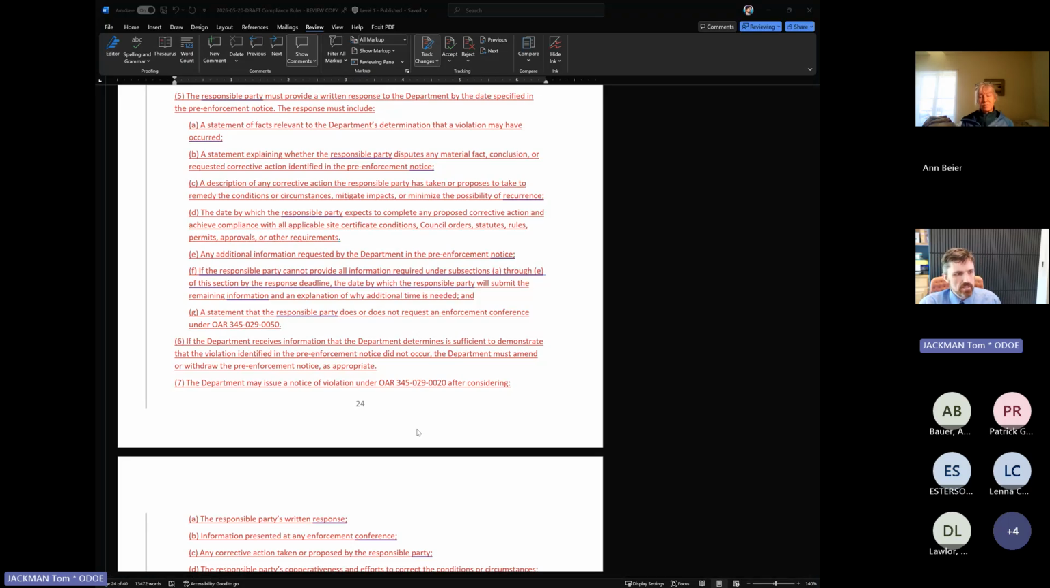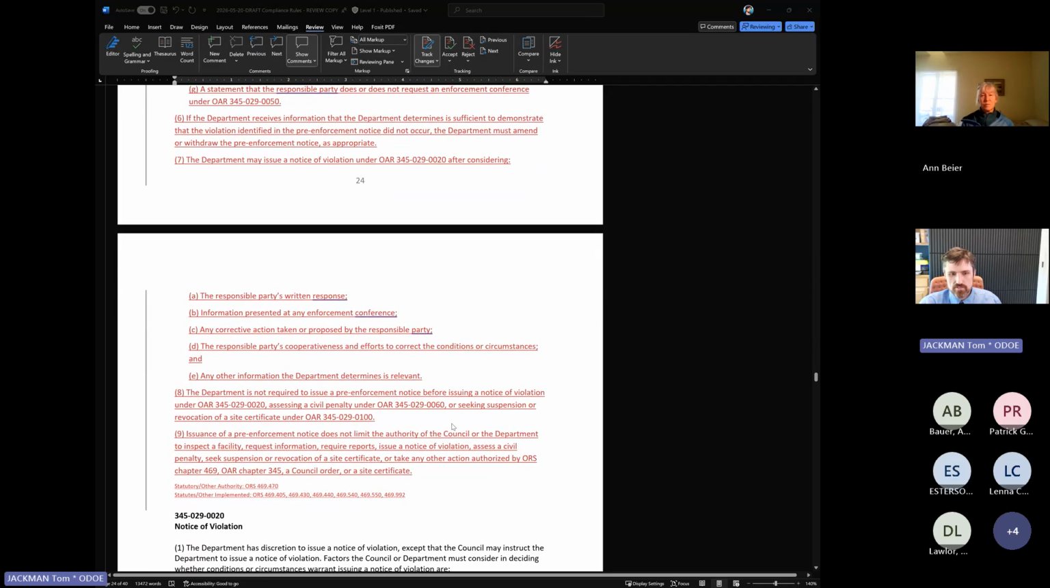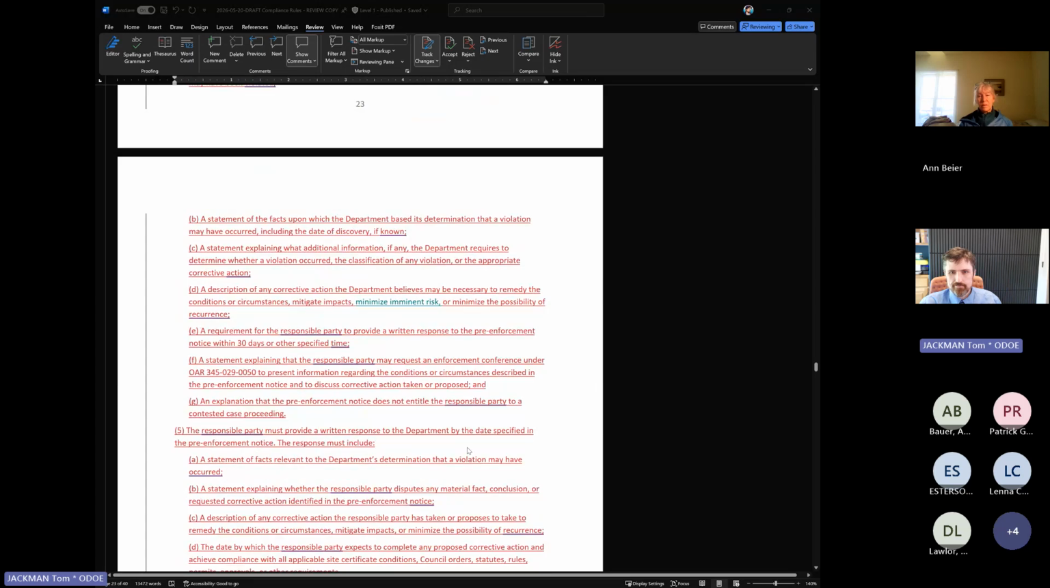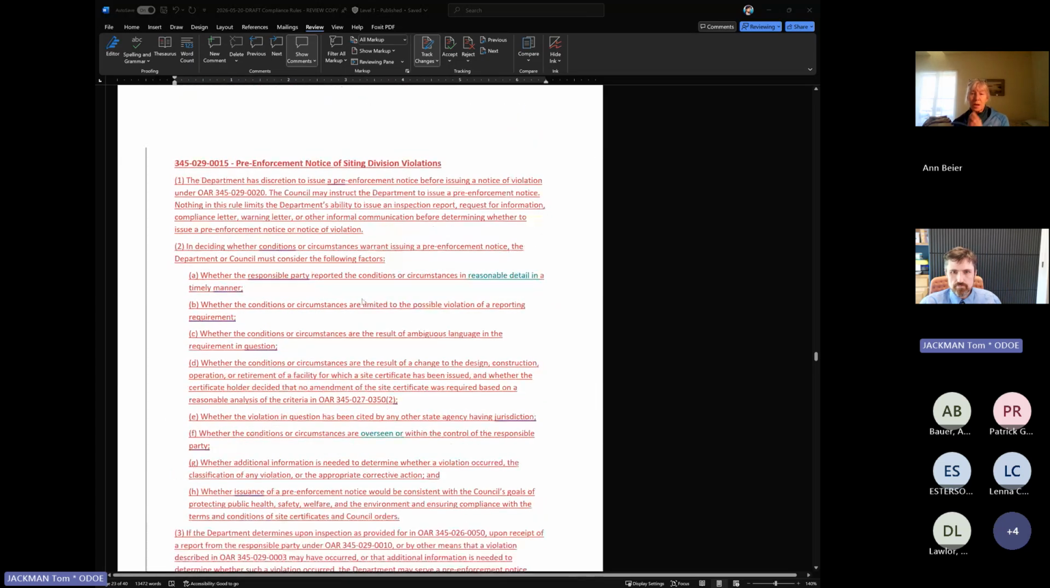So I don't know if anybody has any thoughts or feelings about this particular rule that we've added. But this is pretty standard. We actually copied this from the nuclear provisions down below. So this language, with a few minor tweaks, has previously existed in the rules. We did not come up with this. We're just applying it now to all siting division violations, not just nuclear.